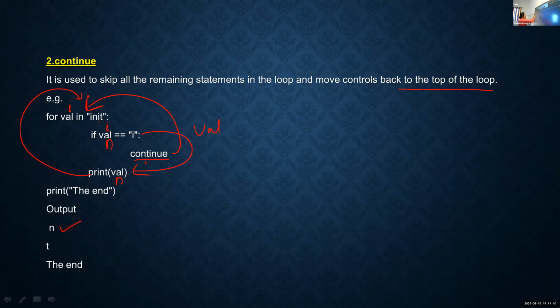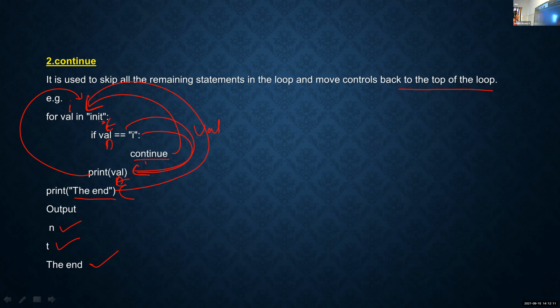The next iteration value is t. t equal to i is a false statement, so it will execute print t. So it will print t. After that, there is no more value here, so it will execute this statement, that is the end. This is the control flow of the continue statement.